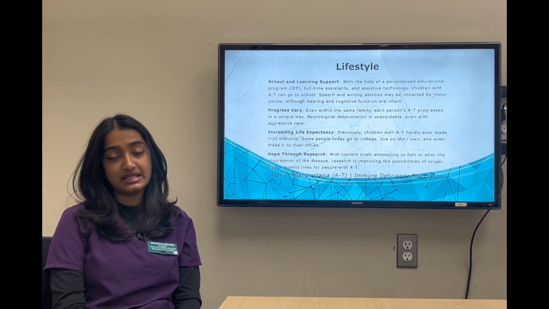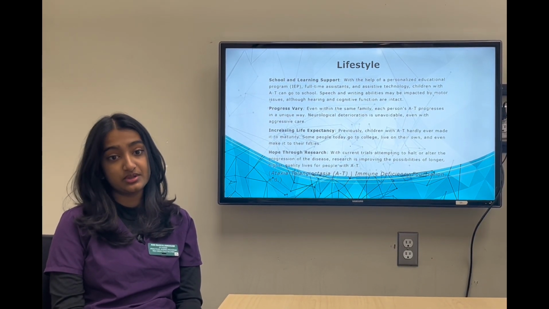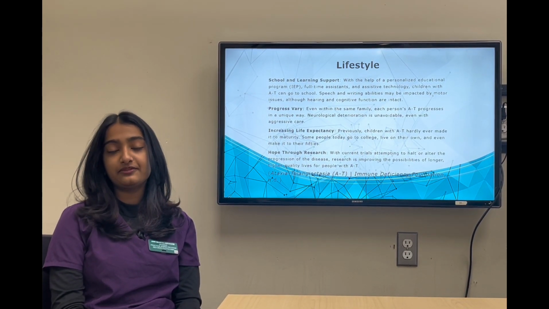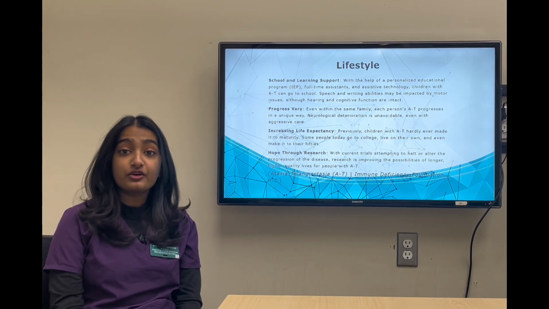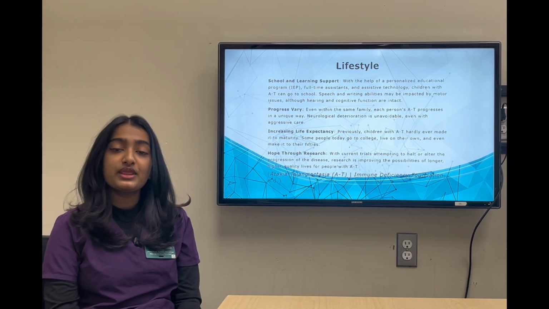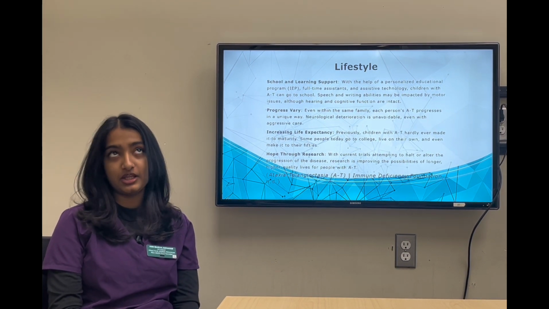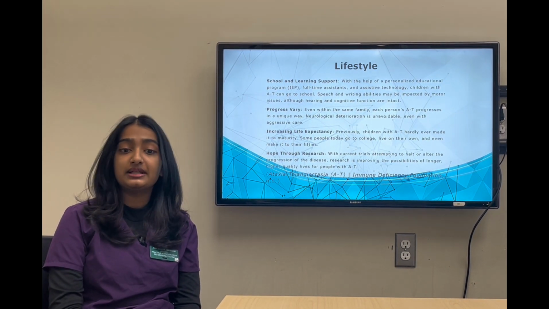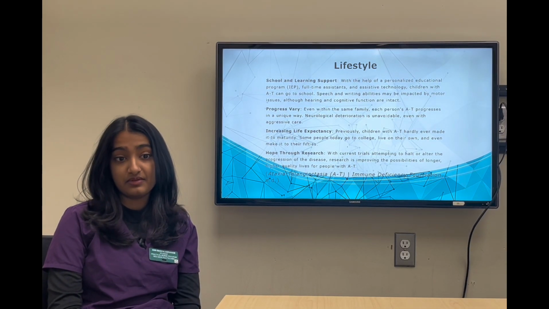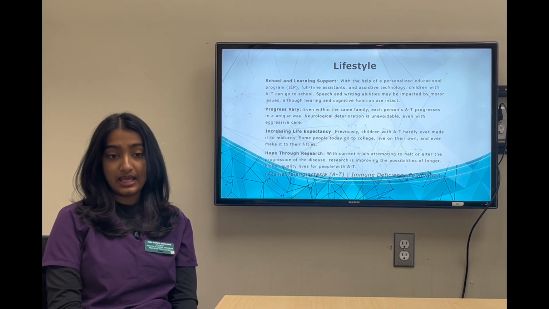Speech and writing abilities may be impacted by motor issues, although hearing and cognitive functions are intact. Progress can vary. Even within the same family, each person's AT progresses in a very unique way. Neurological deterioration is unavoidable even with aggressive care.